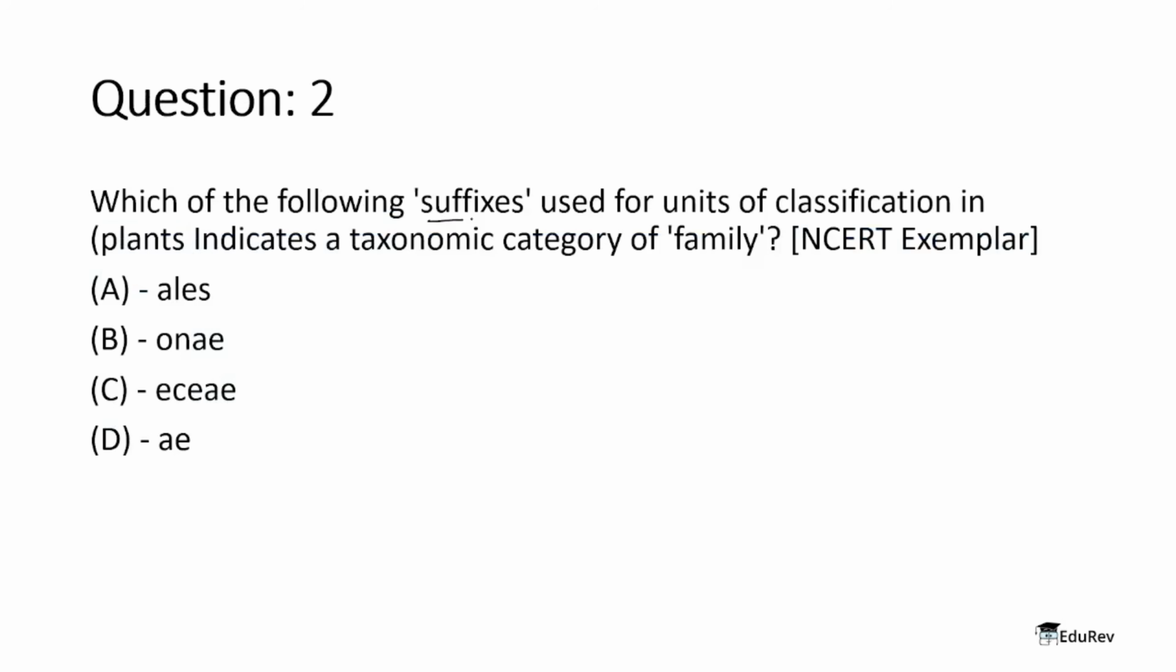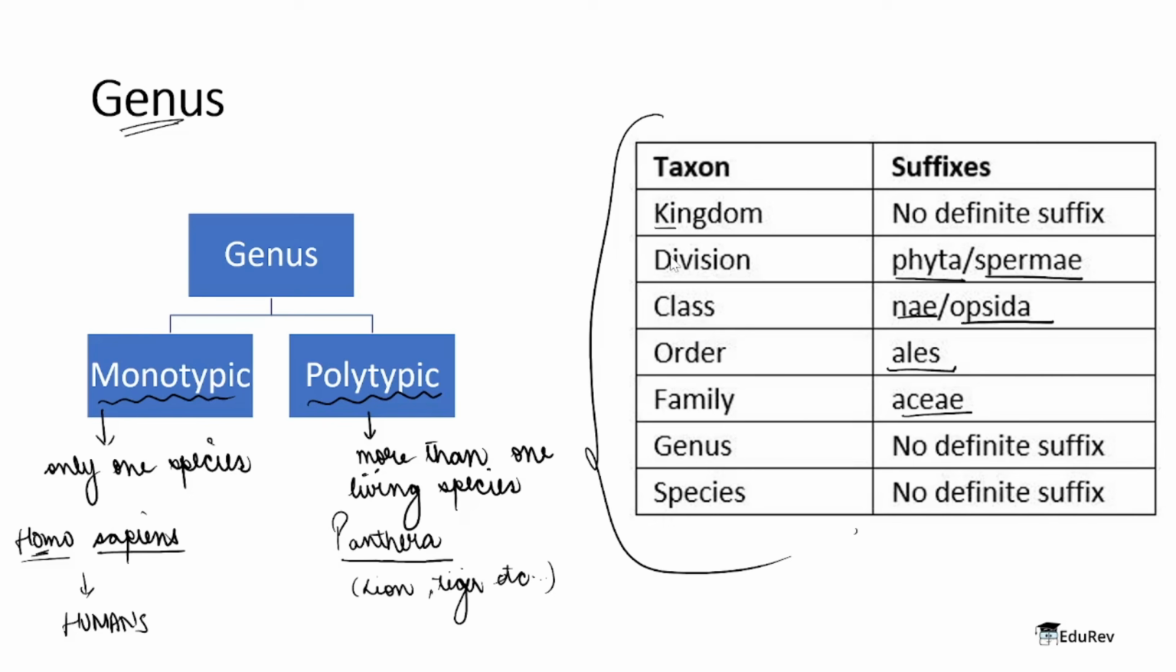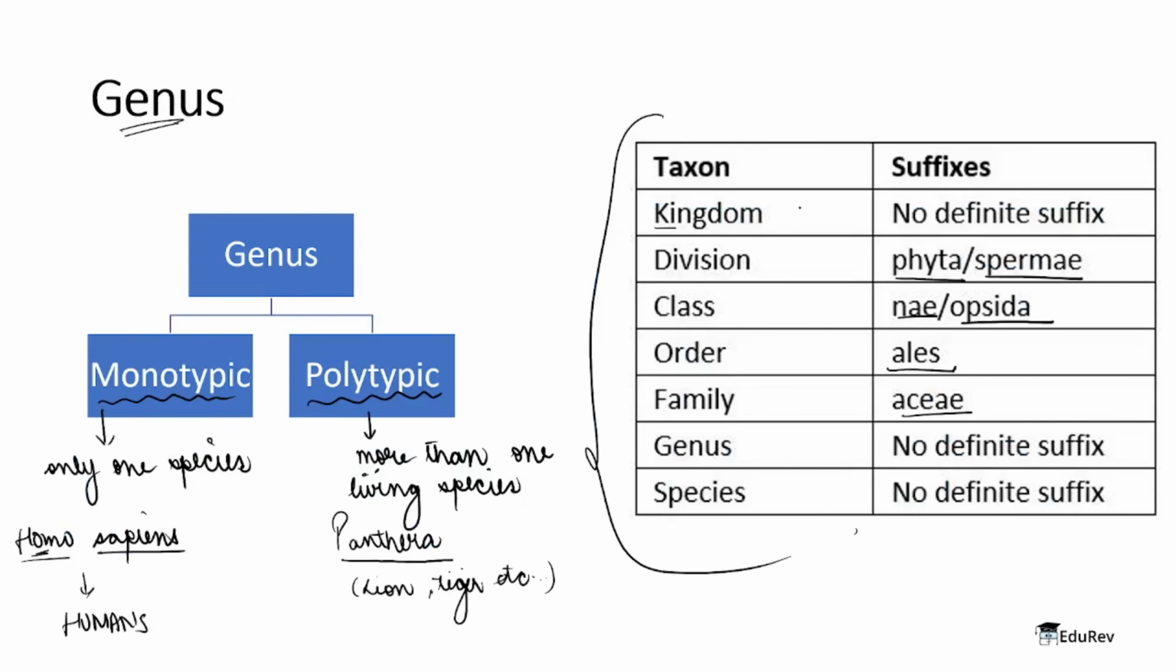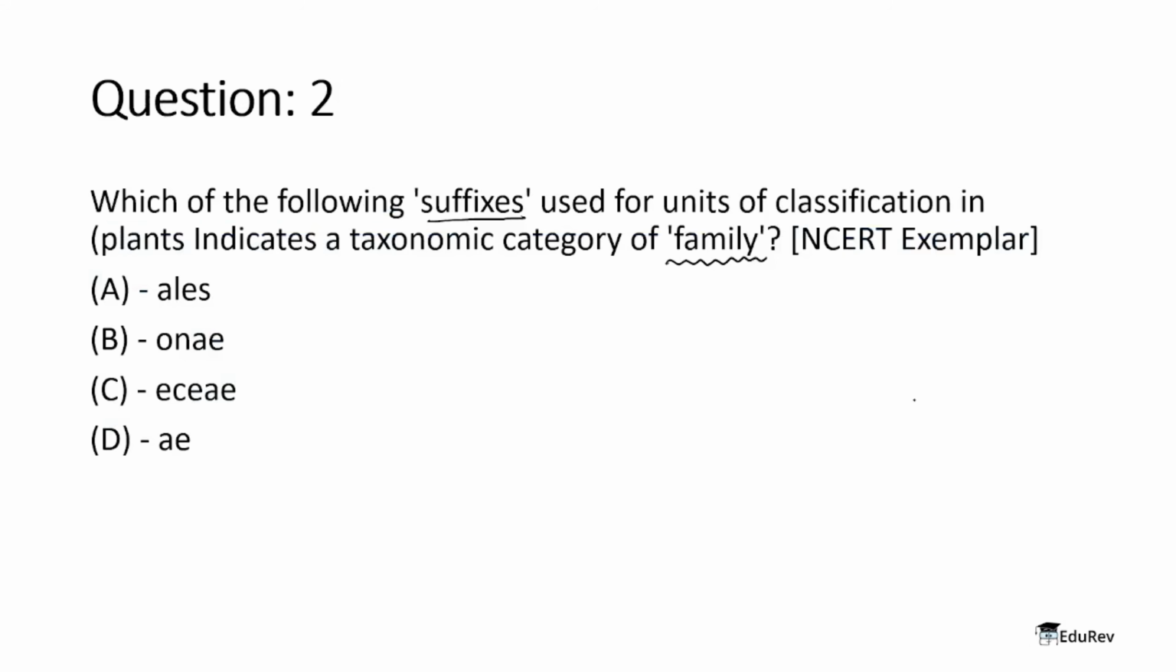Which of the following suffixes used for units of classification in plants indicates a taxonomic category of family? So here we have to find the suffix for units of classification in plants indicates a taxonomic category of family. If you remember the table that we just read earlier, you could easily find the answer to this. Let's go back to the table once. So here we can see in the table that with the family, the suffix that we have to use is aceae. With family our suffix is aceae. So our answer here would be option C, aceae.